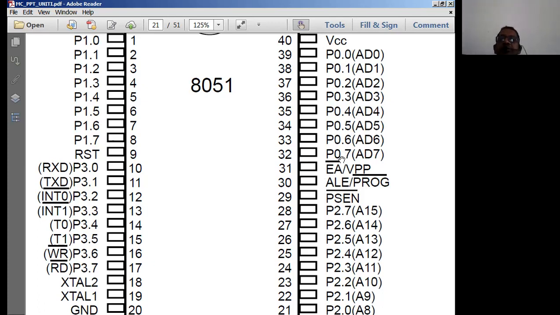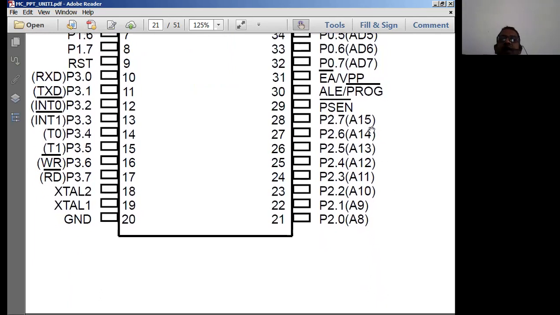This P0 port is basically a multiplexed address and data bus port. Address lines and data lines are simply multiplexed in this particular port. That means here you can place data as well as the lower order address lines onto the same pins, which is controlled by the ALE pin.